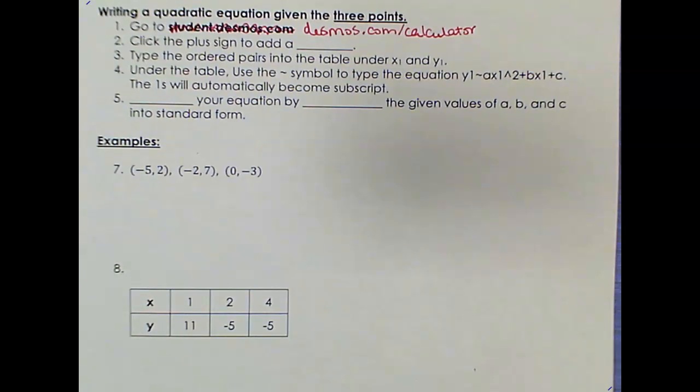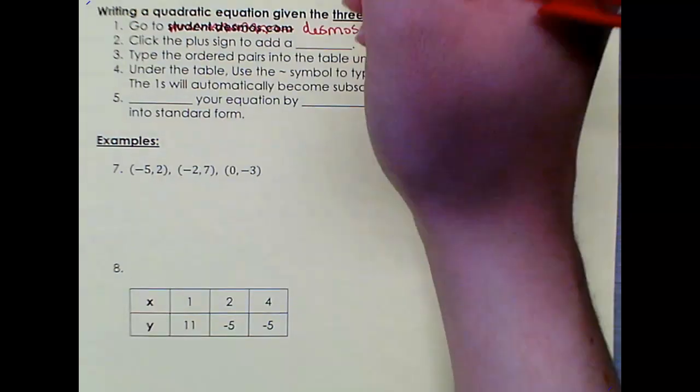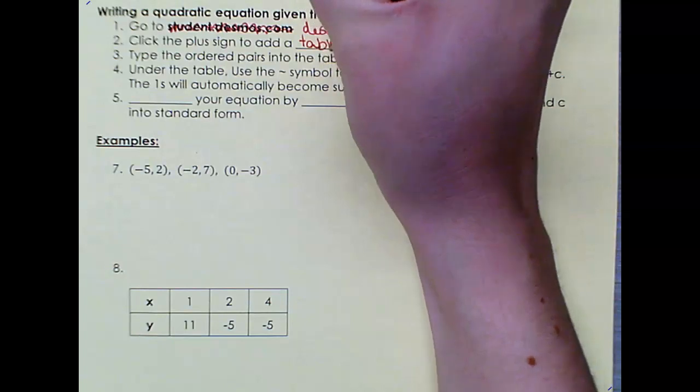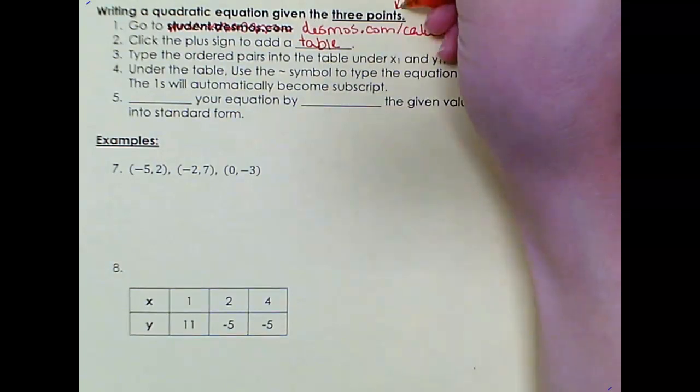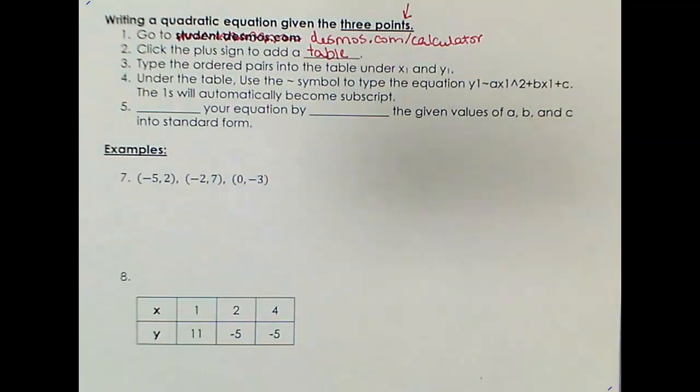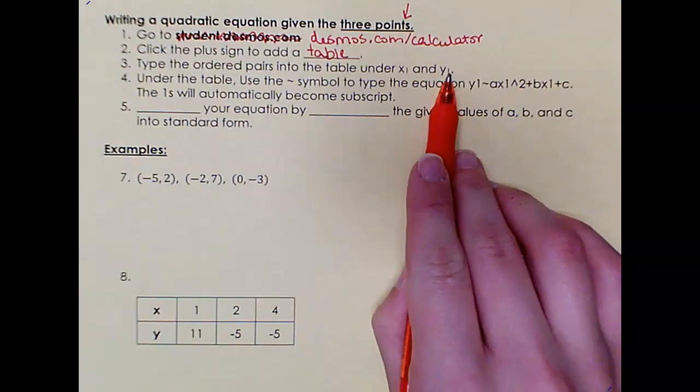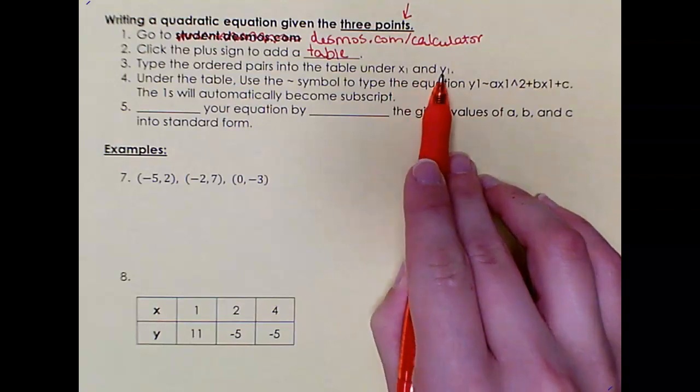So the steps aren't going to make much sense to you because you can't see the screen. So step 1, go to desmos.com/calculator. Step 2 is to click the plus sign to add a table. Because remember, we're going to be given 3 points. And so those 3 x's and y's are going to get organized into a table of x's and y's. It says type the ordered pairs into the table under x1 and y1. That's what the columns will be labeled.